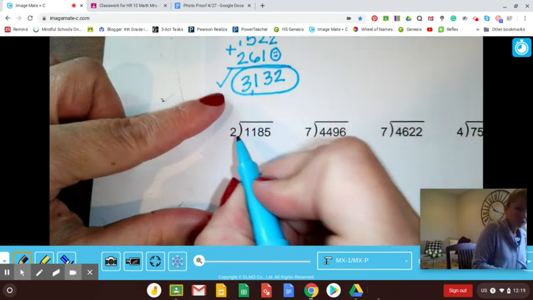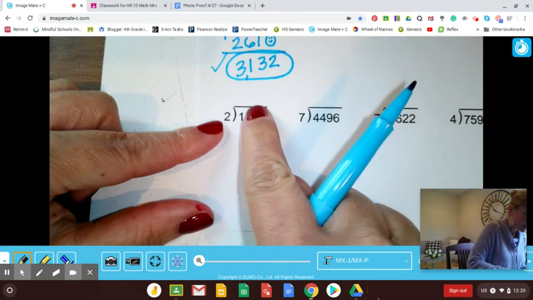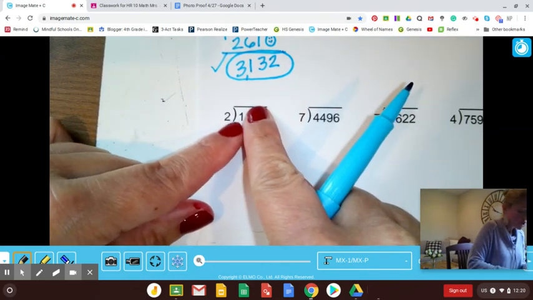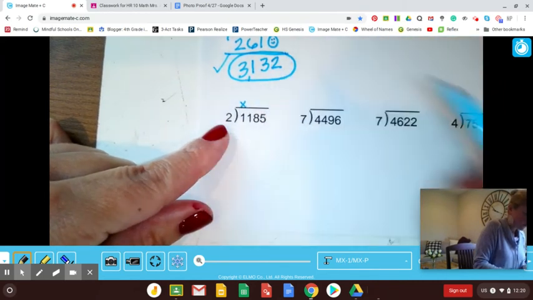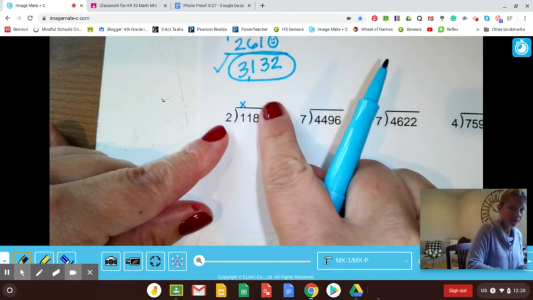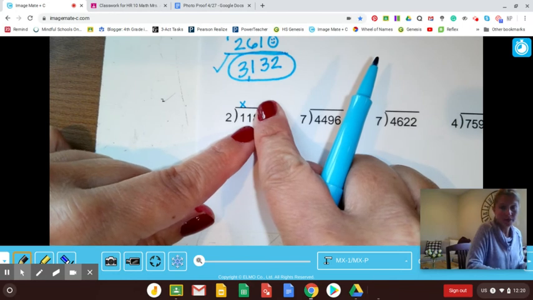All right, so refresher with division. I am going to go number by number and kind of cover everything up. So can a 2 fit into a 1? No. So I like to put a little X over that number 1. Now I'm going to move my finger over. Now it's going to be an 11. Can a 2 fit into 11? If so, how many times?